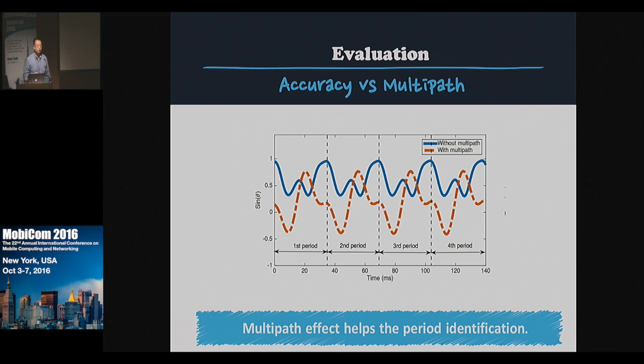And the second, you know that multipath is a notorious and killer factor imposed on wireless communication. We conduct experiments with and without the multipath effect. As a result, we can see that the multipath effect indeed distorts our vibration signal. However, the identified period result is the same. This evaluation shows that our algorithm is immune to the multipath effect. And in fact, multipath helps us to identify the period because it breaks the symmetry.